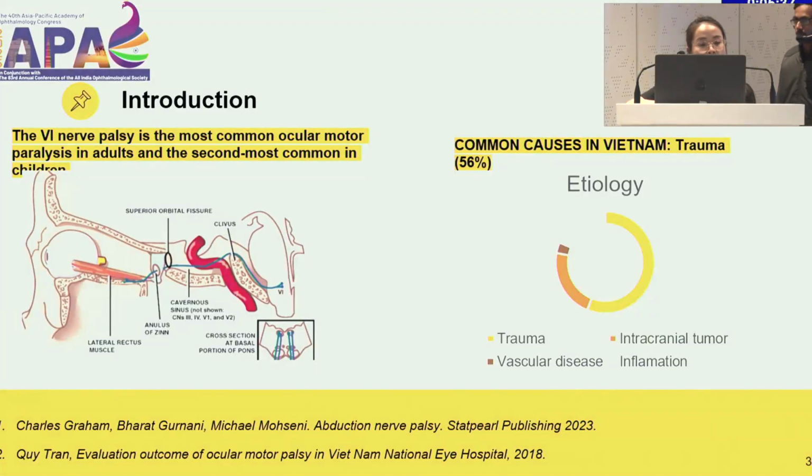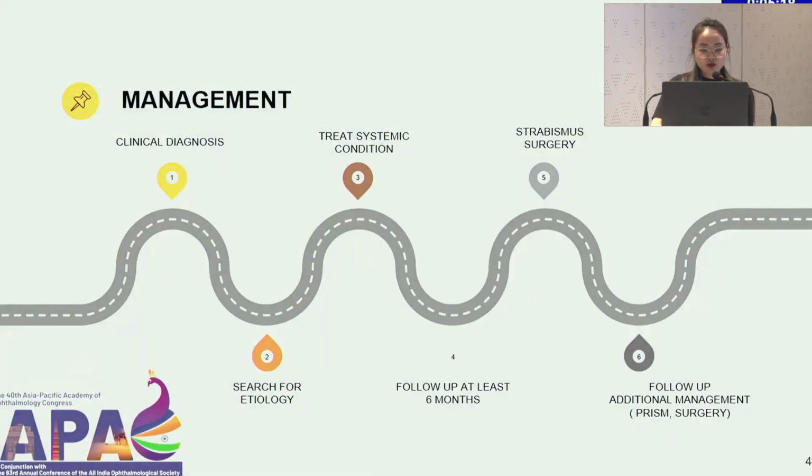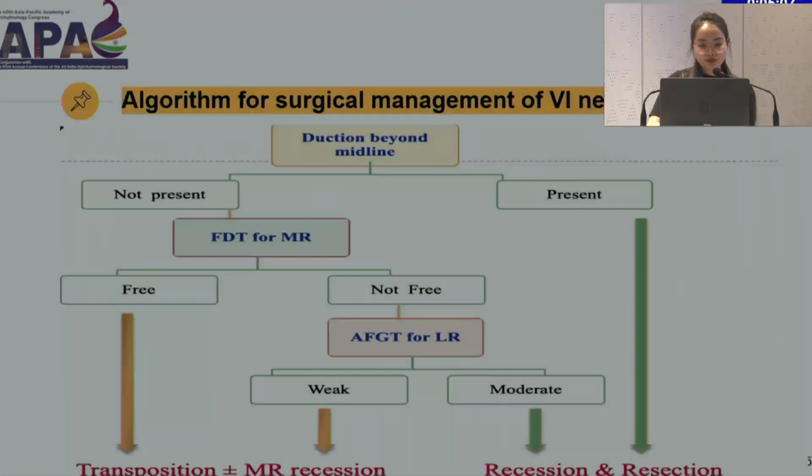Abducens palsy is the most common ocular motor paralysis in adults, and the second most common in children. The most common cause in Vietnam was trauma, with 56% of patients. After at least 6 months of follow-up care, if the remaining astral deviation is still unacceptable and too large to be corrected by a prism, the corrective option should be discussed with the patient.